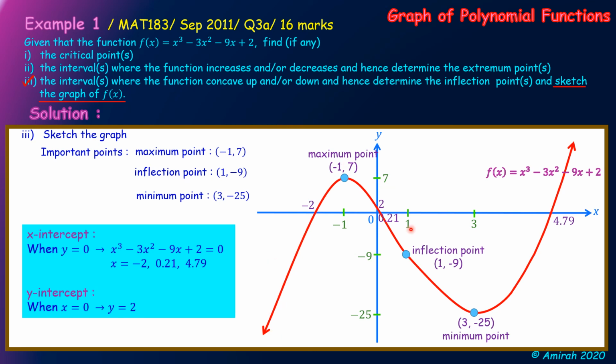So this is the graph of the polynomial f(x) equals x cubed minus 3x squared minus 9x plus 2, with maximum point (-1, 7), inflection point (1, -9), and minimum point (3, -25).